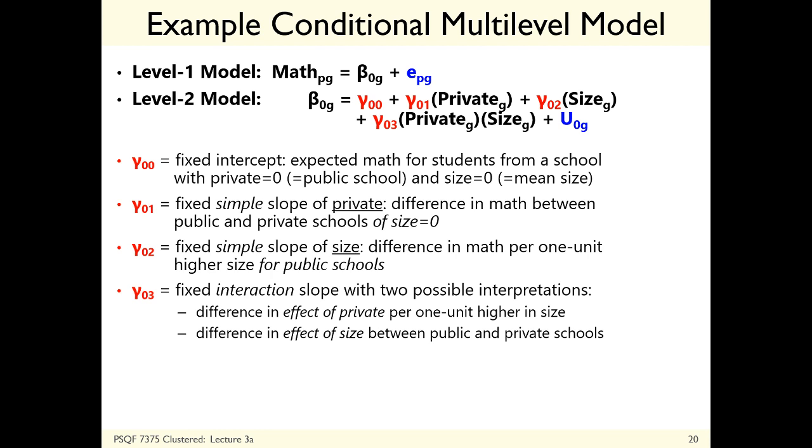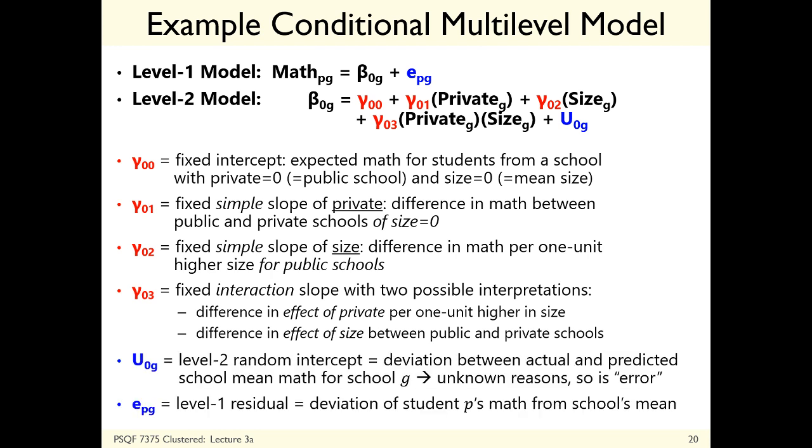We could compute an omnibus test of all three fixed effects to see whether or not the total amount of variance in the random intercept that's been explained is significant. And we could look at the significance of the Wald test for each one of these as well. Just the same as usual. And then the level 2 part is, as I said before, random intercept is how far off you still are from your school mean and the one that's predicted by the model. Level 1 residual is still the deviation of each student's math from the predicted school's mean, whatever that happens to be based on their private and their size and their random intercept.